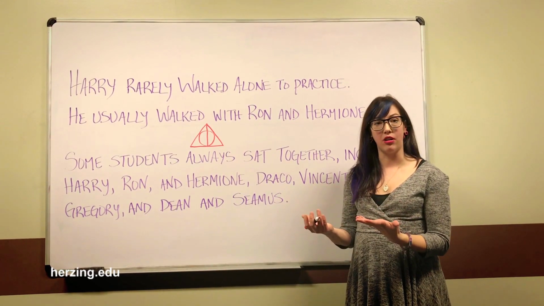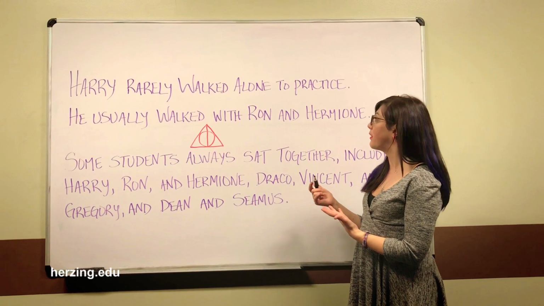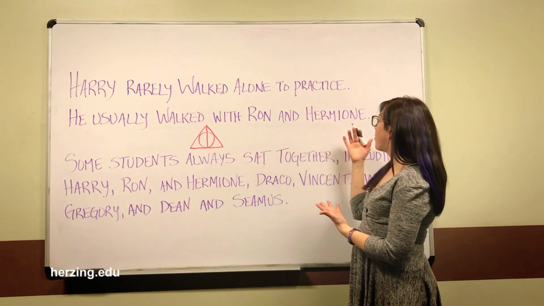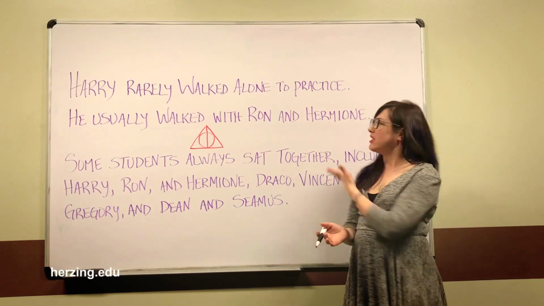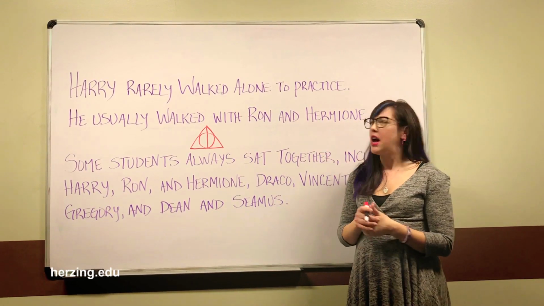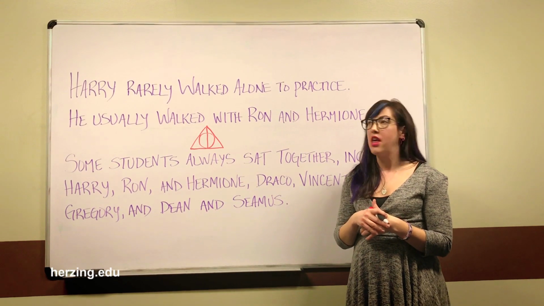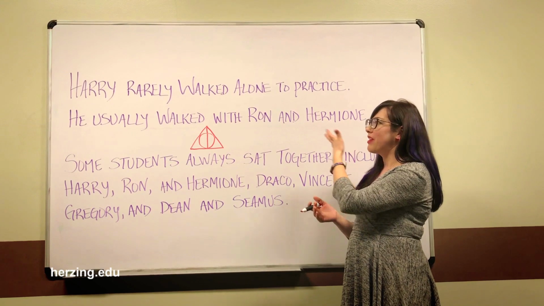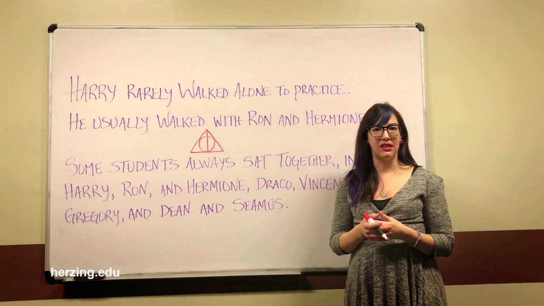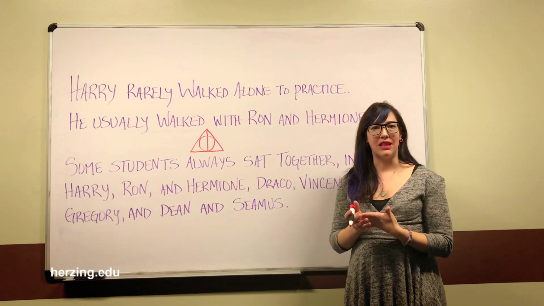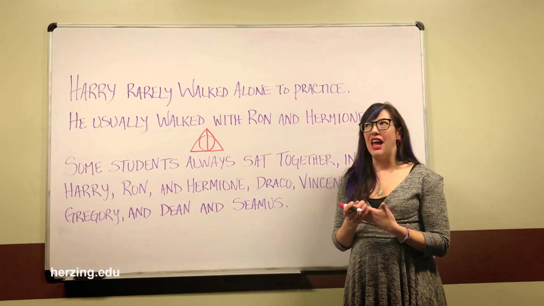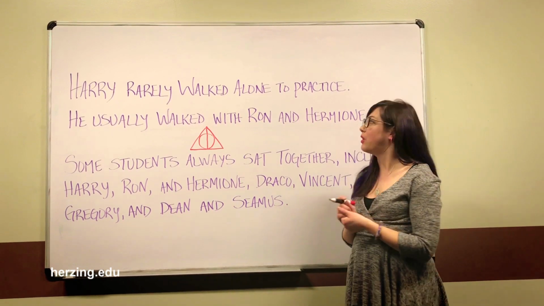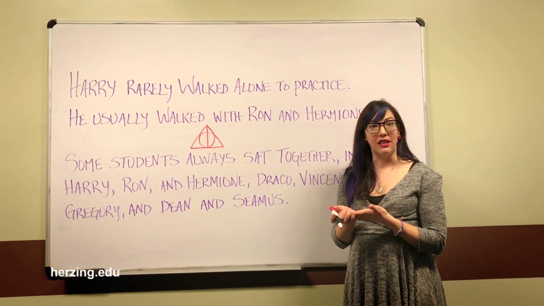If you have two independent clauses, you could separate them out with a period. Harry rarely walked alone to practice. He usually walked with Ron and Hermione. This is fine. This is perfectly correct. But we have two things going on here that a semicolon could help fix. The first is, while there's nothing wrong with a simple sentence like these are, too many simple sentences in your writing can get boring. And if your writing is boring, then your reader is bored and they might stop reading. So a semicolon can bring variety to your sentence.